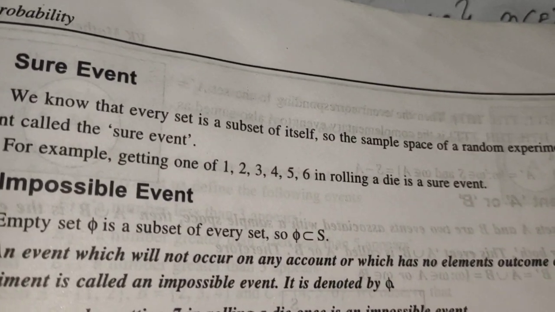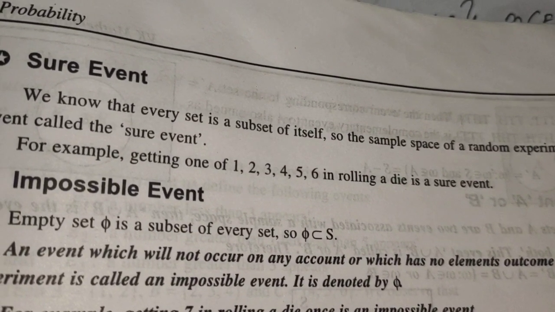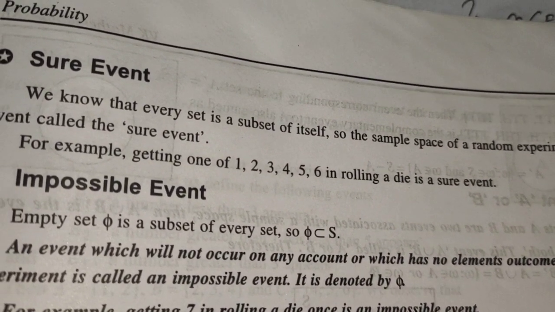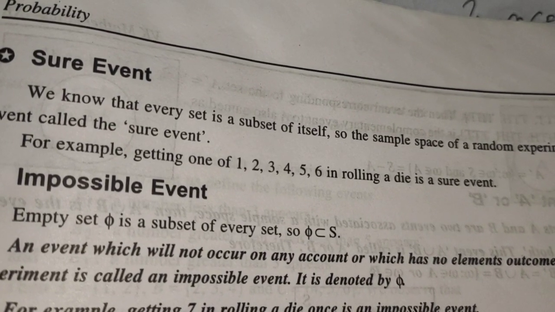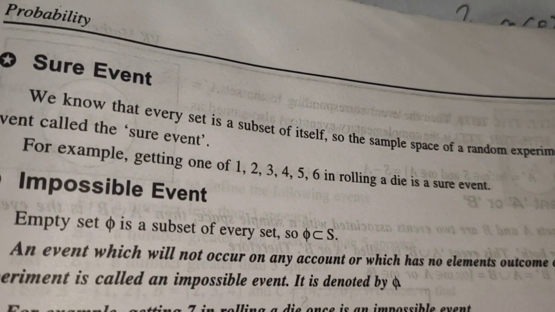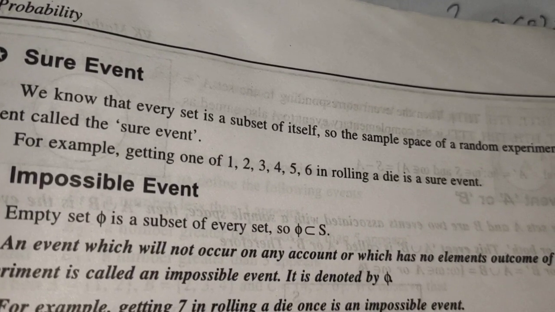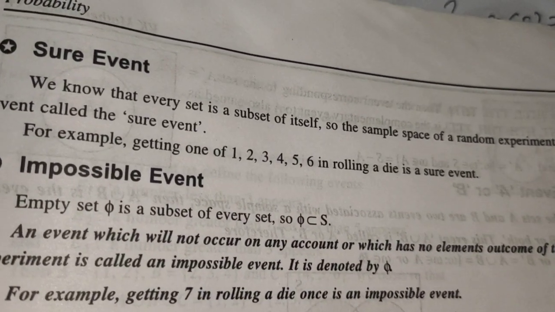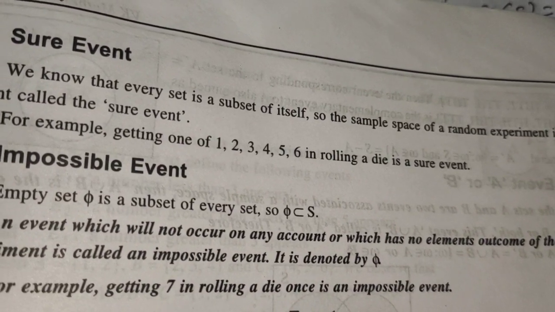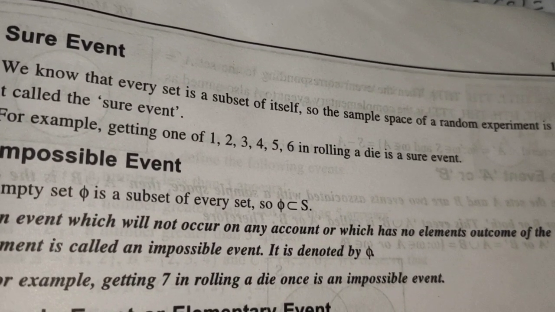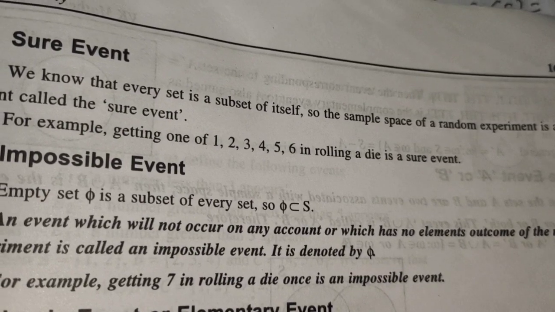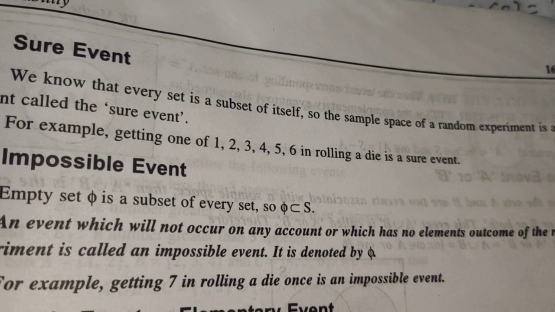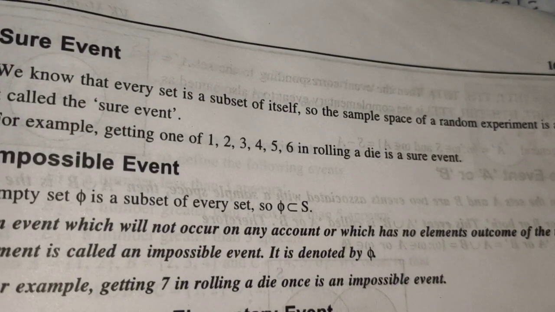One more easy example I can give here: the sun rises in the east and sets in the west. In these two cases it is a sure event. Man is mortal, it is a sure event. Sure events have probability 1. The total probability of the sure event or certain event is 1.